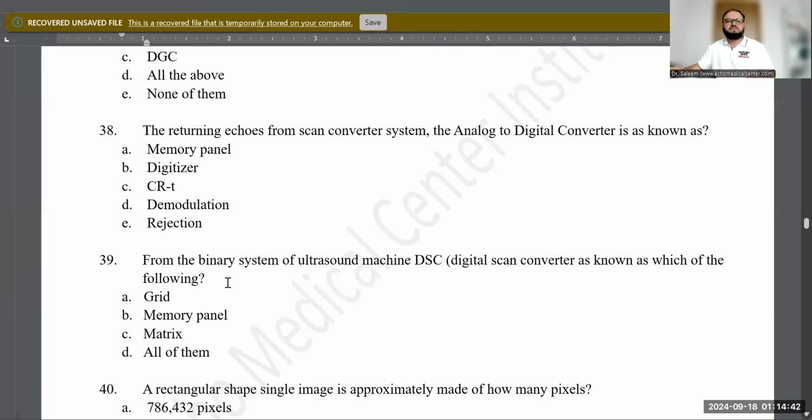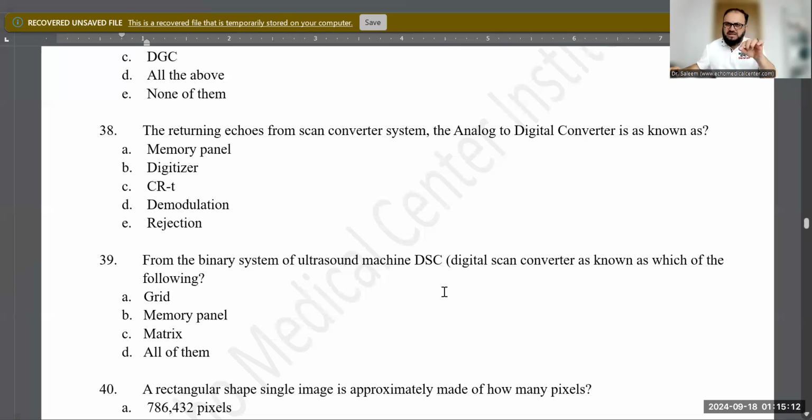So the second process is called DSC or digital scan converter. Then there is another name for this, also known as what? Grid, memory panel, matrix, or all of them, or none of them. What do you think? Yes, all of them is the correct answer because grid, memory panel, matrix, or DSC, all of them are correct.